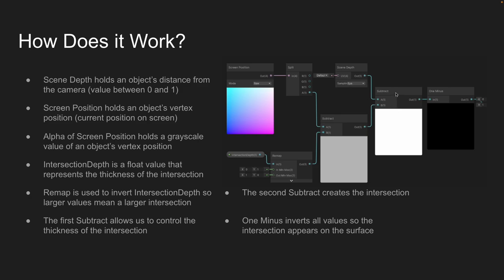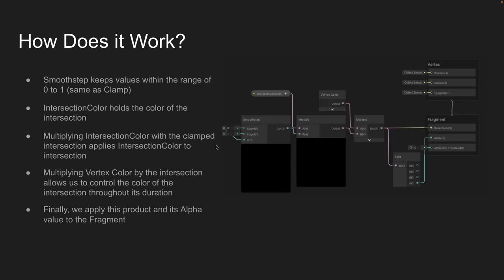And then here, this second subtract module is creating the intersection. That's what's creating the effect. And this one minus module here is making sure that that intersection is on the surface of the scene and making it so that it's happening right on the mountain or right on the plane. And then here, we're able to control the intersection color. And that's what this multiplication module here is letting us do. It's applying the color to the intersection.